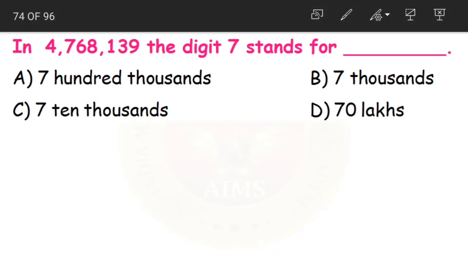Next question. In 4,768,139, the digit 7 stands for dash. Now what is this? This is the international system. We can say it by the commas that are kept. Yes. Now if you look at the place value, ones, tens, hundreds, thousands, 10,000s and hundreds, thousands, 100,000. 7 is in which place? 100,000s. Now what are they asking?